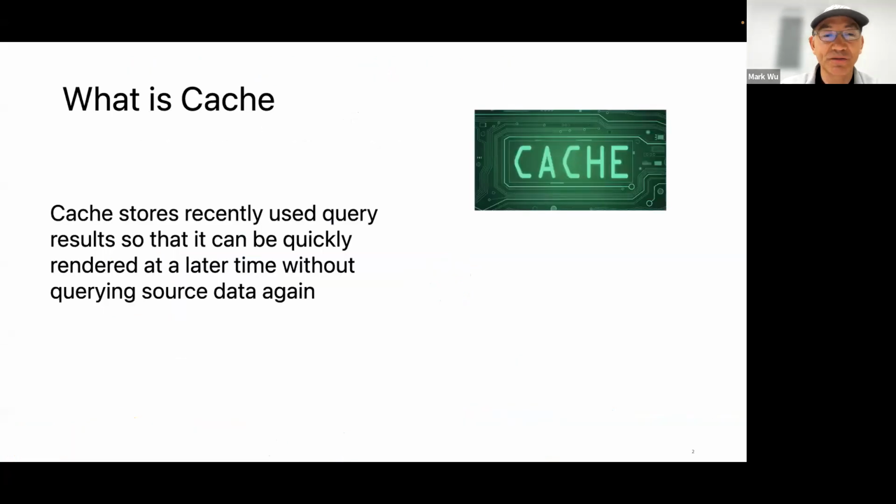What is cache? Cache stores the most recently used results, so they can be rendered more quickly later without querying the data source again. Cache is a common process in almost all systems.